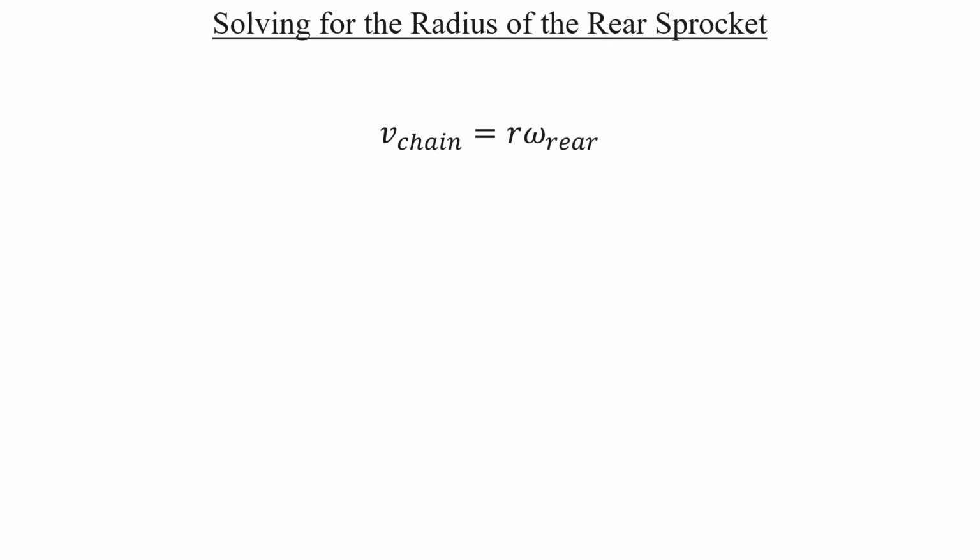We have the same equation as before, but this time we're going to solve for the radius of the rear sprocket, lowercase r, using the quantities that we calculated. Divide both sides by the angular speed of the rear sprocket, and then plug it all in. Since this is our final answer, let's express it using 3 significant figures this time. Here's the result.